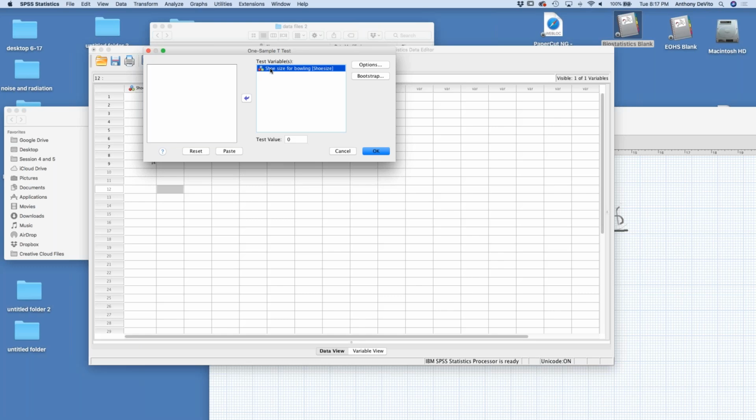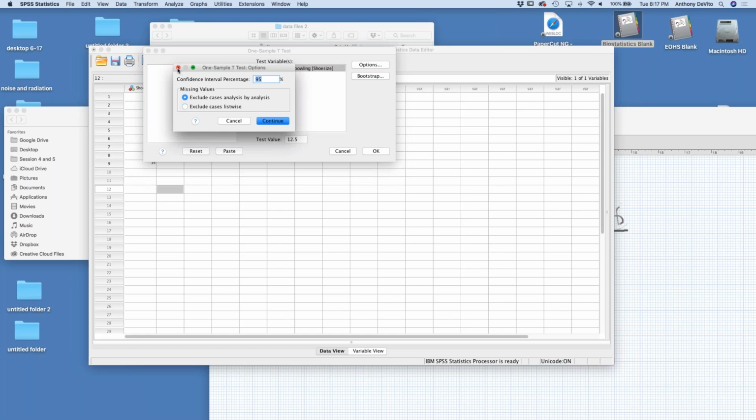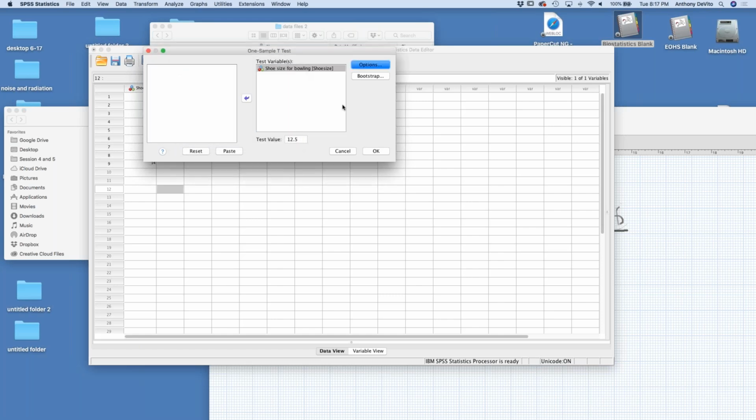But that's a X bar. That is a sample mean. I'm going to put in, for the test value, I'm going to put in 12.5, which is the known mean for all the players in the NBA. Okay, so I think that's all we need, right? We'll get a confidence interval, we'll calculate the differences and so on and so forth, and it'll calculate a t-score for us. So I'm going to click OK.